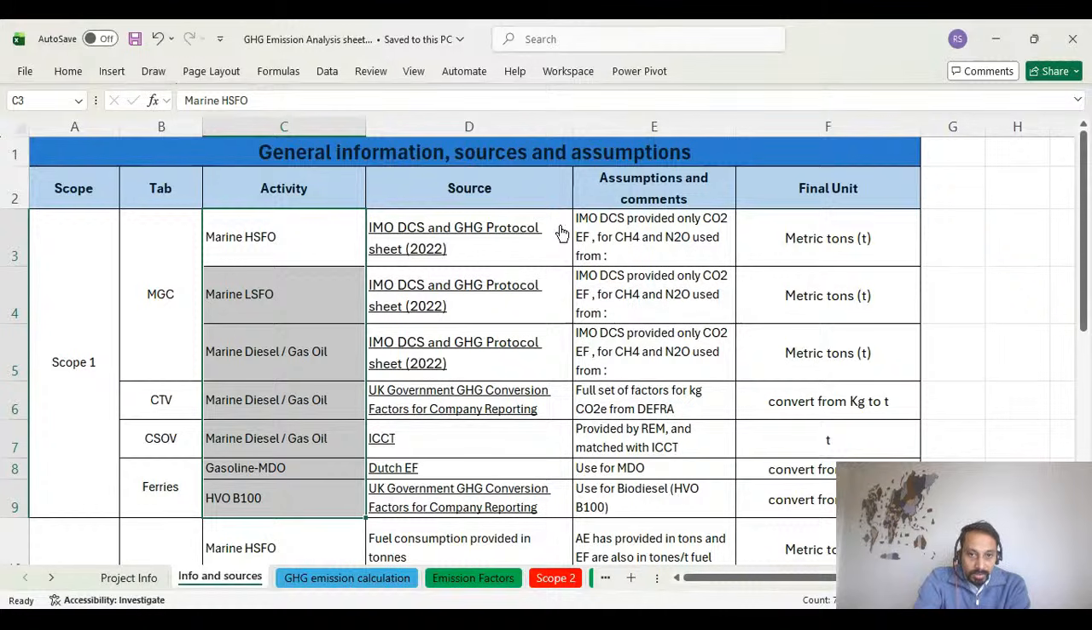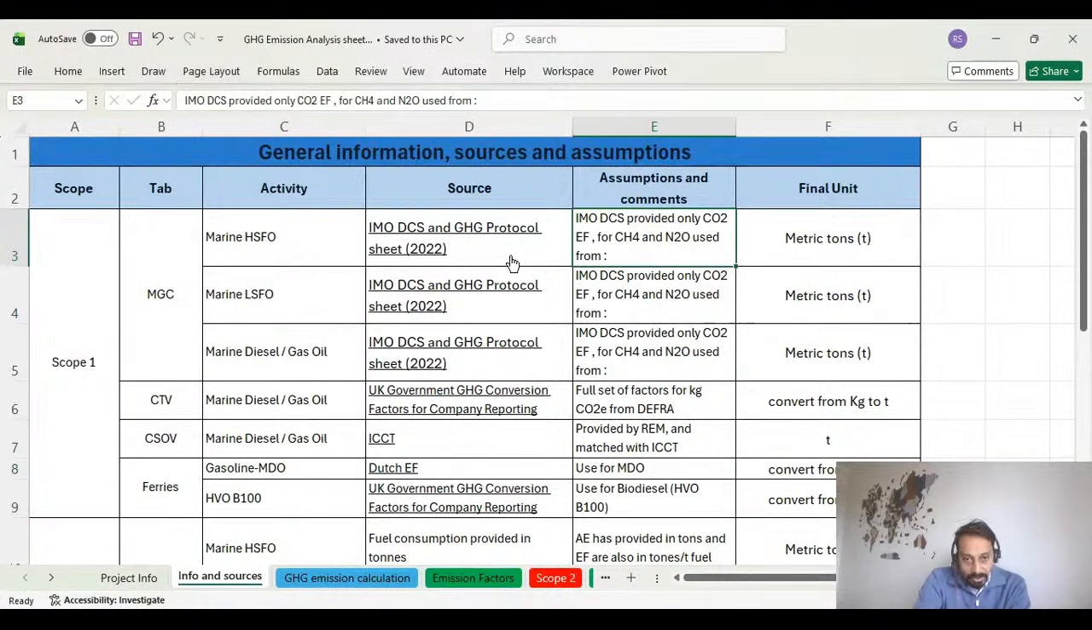What are the sources? Here you can see the IMO and the GHG Protocol. They follow the GHG calculation methodology based on the GHG Protocol as well as the IMO DCS. IMO is the International Maritime Organization, which is based in the UK, and they also have reporting standards that are followed. So that is part of the sources from where you are taking your methodology.